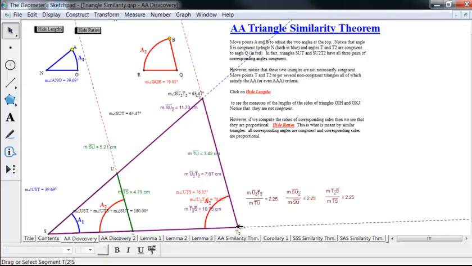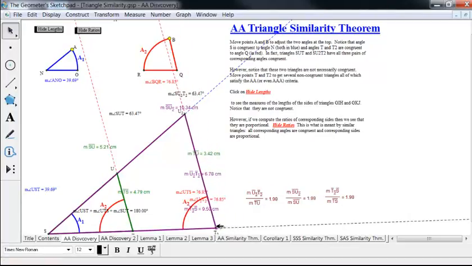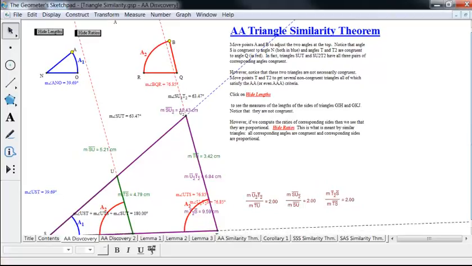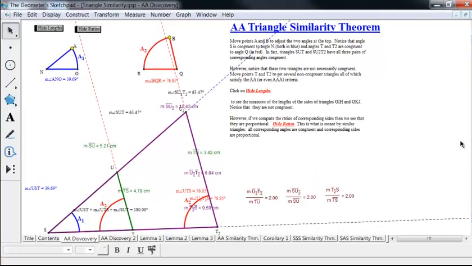So as I adjust this, I suppose I adjust it to right here, for example, we now see that every length in the larger triangle is exactly twice as long as the corresponding length from the smaller triangle. So we've actually done a scale factor or a dilation here in transforming the smaller triangle into the larger triangle by a factor of 2. Okay, actually centered up at S.